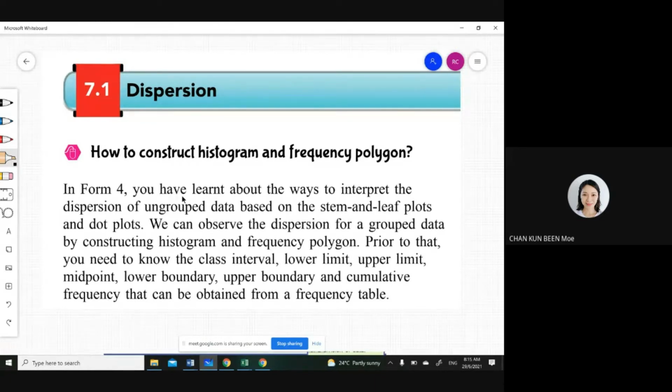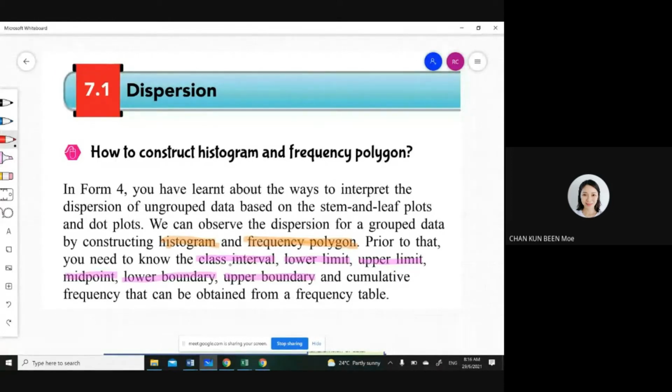In Form 4, you have learned about the ways to interpret the dispersion of ungrouped data based on the stem and leaf plots and dot plots, and also box plots. We can observe dispersion for group data by constructing histogram and frequency polygon. Prior to that, you need to know the class interval. So there are a few important things that you need to know. First, the class interval, the lower limit, upper limit, midpoint, lower boundary, upper boundary, and cumulative frequency.